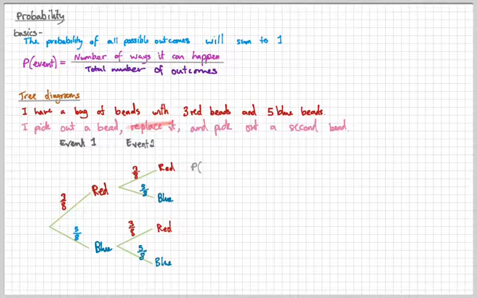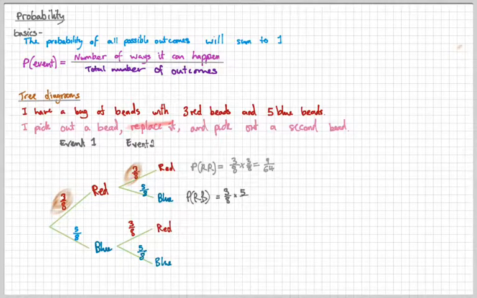Let's look at what this top branch represents. This top branch represents the probability of getting red and then red again. We will say the probability of getting red and then red again is going to be 3/8 times by 3/8. That 3/8 came from the first 3/8 and the second one came from this 3/8. If you do that, you get 9/64. The second branch here is the probability that we get red and then blue. This is equal to 3/8 times by 5/8. Multiplying gives you 15/64.